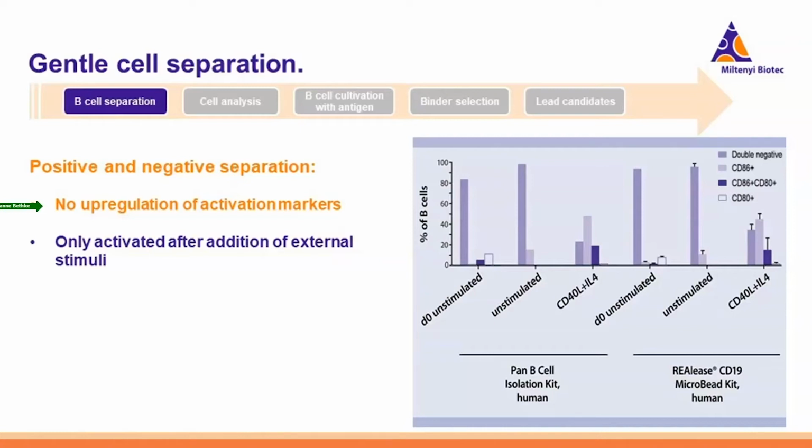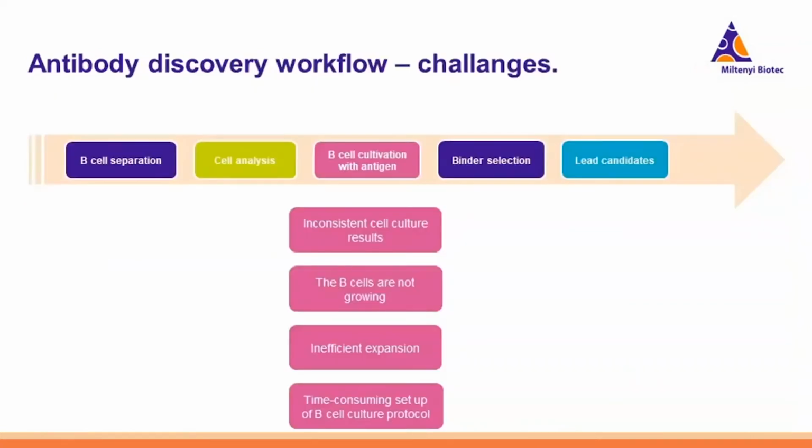So here we have the pan B cell isolation kit, and you see after separation, the unstimulated cells are not activated. Also with the positive separation, it's looking the same. Just when you add external stimuli like CD40 ligand and IL-4, your B cells are getting nicely activated as they should.